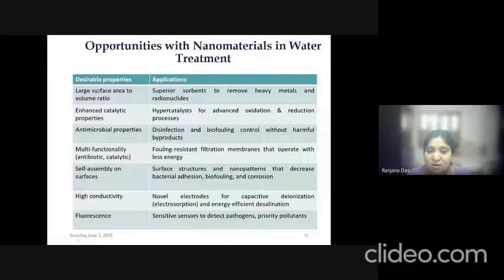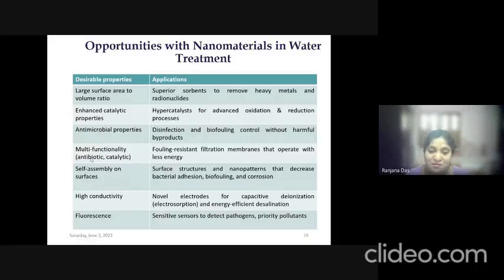So this chart is the same as the previous one that I described. That large surface area, how it is helping us. The large surface area to volume ratio is helping us with a superior adsorbent design, which removes not only heavy metals but also radionuclides. Enhanced catalytic activity will also help us in advanced oxidation processes and also reduction processes. Antimicrobial activity will help us to control microbes or pathogens, and some multifunctional activities are also there, that is, antibiotic activities and catalytic activity assembled together.